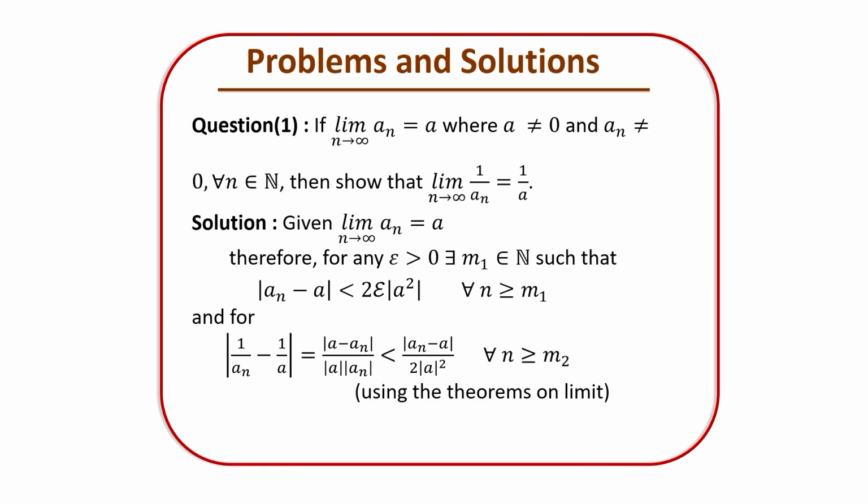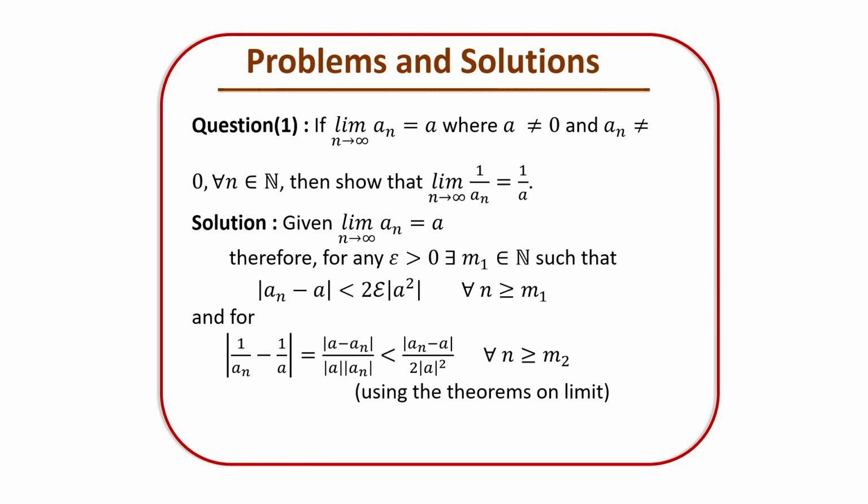Problems and solutions. The first question, as you can see here on the board: let a_n be a sequence and limit as n tends to infinity of a_n is equal to a, where a is not equal to 0 and a_n is not equal to 0. That means a sequence a_n is given which has non-zero terms, and the limit point is also non-zero. Then the limit of 1 by a_n is equal to 1 by a. That's a very good question, and you use the definition of limit of sequences to prove that one.